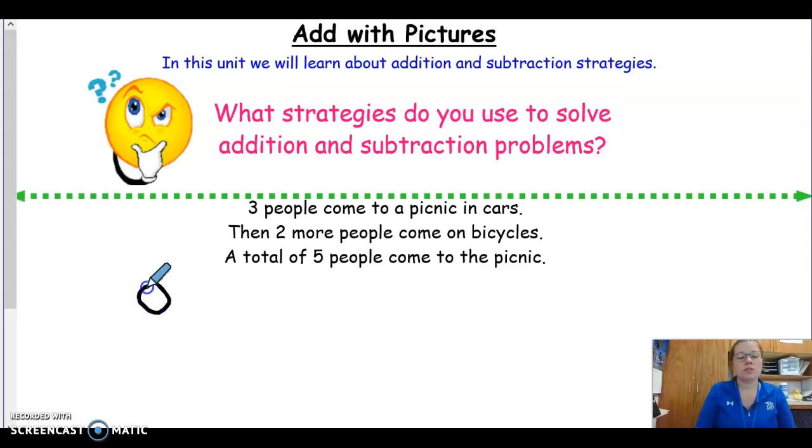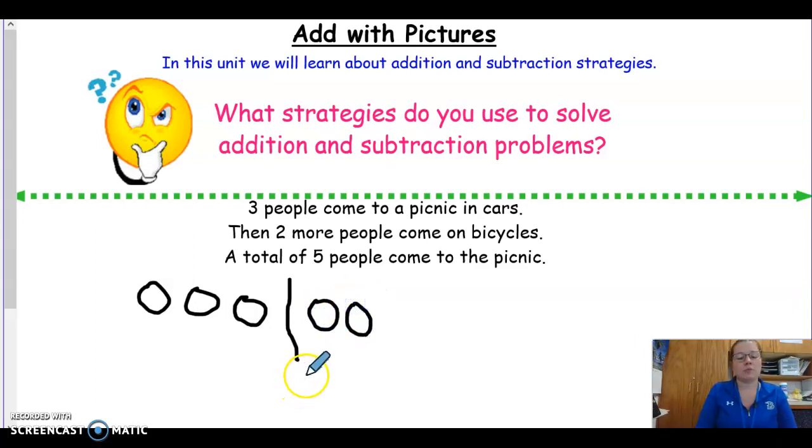Okay, so here's 1 person, 2 people, 3 people came in cars, okay, and then 2 more people come on bicycles. 2 more. Adding or subtracting if there's 2 more? You're right, we're adding. So we're going to show that with the break apart stick like we did in the past units. So this is the symbol for adding. So 3 people came in the cars plus 2 more came on bikes. These are the people that came on bikes. And a total of 5 people came to the picnic.